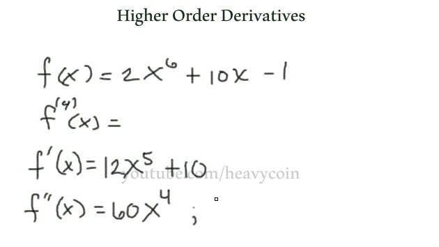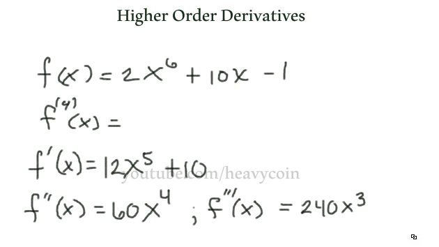I think I'll just write it the next one here. The third derivative of x is going to be 240x to the third, and then our fourth derivative, and I'm just going to write it up here. That's supposed to be a 4 right there. It looks kind of like a 9, but it's supposed to be a 4.